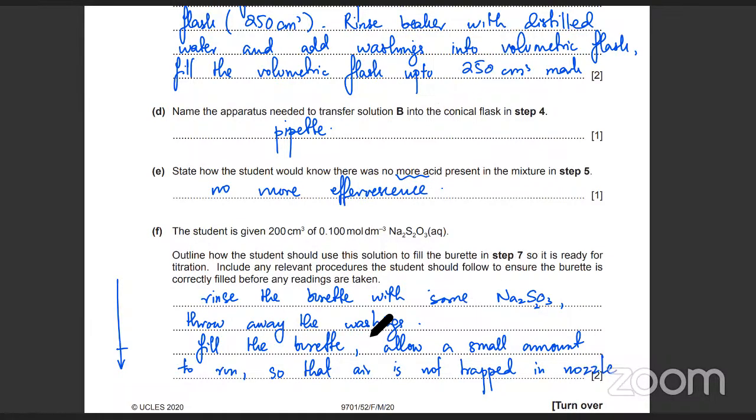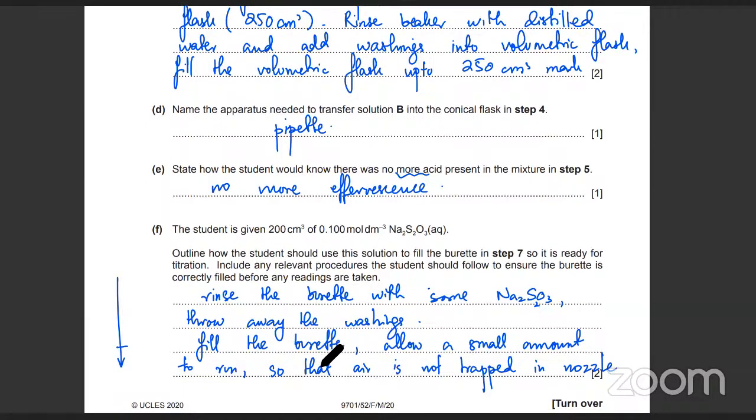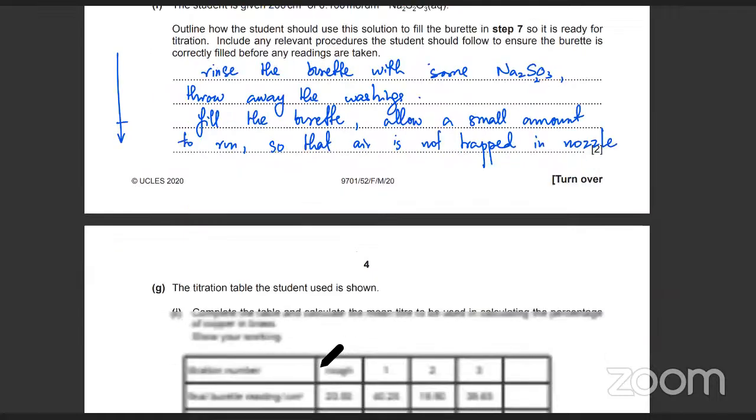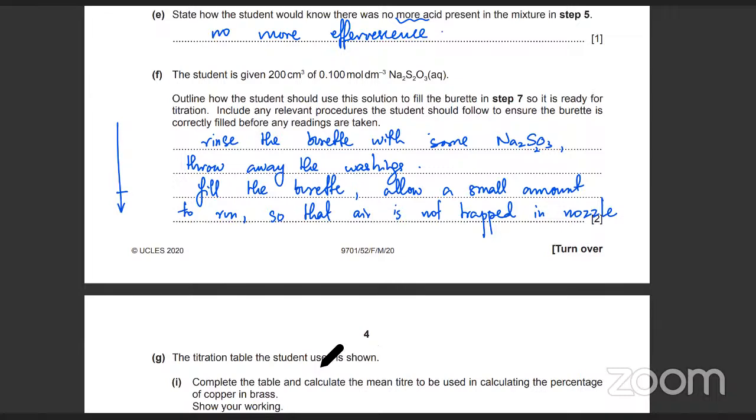Okay, so whenever you fill it, two things. One is that you always wash it with the substance that you're using it for, and once you fill it, allow a small amount of it to run so that the air is not trapped in the nozzle right at the bottom. Is this clear? Yes, sir. And remember, this is the standard operating procedure of preparing a burette. You always remember this.